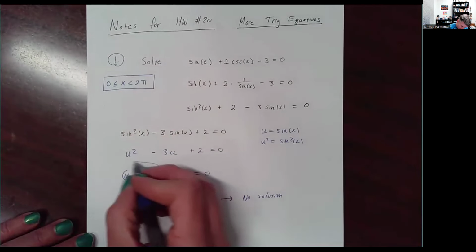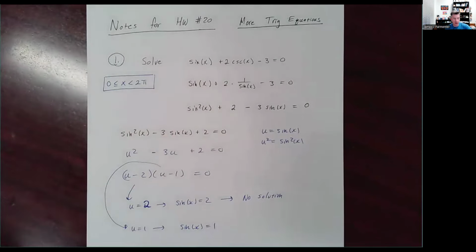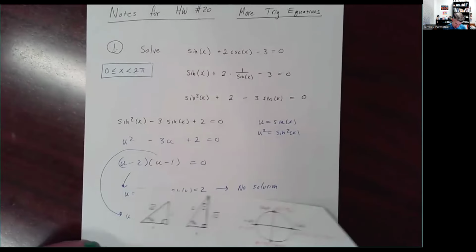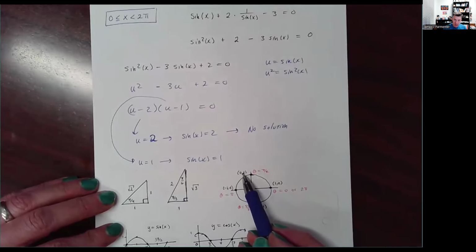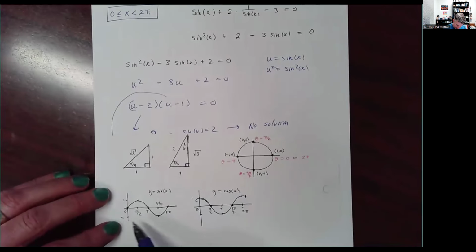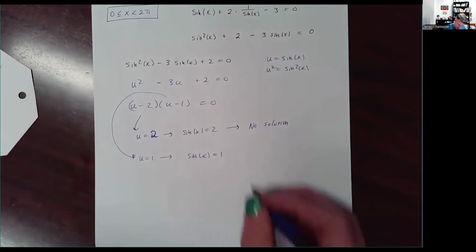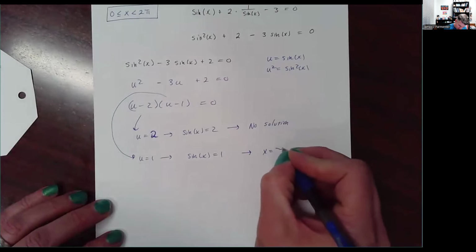Or we get u equal to 1, which leads to sine of x equal to 1. And then, I have my little handout here. We can either say sine of x is equal to 1 at the top of the unit circle, or we can look at the graph and say, oh yeah, sine of pi over 2 is equal to 1 right there. Either way, the angle is pi over 2. So that leads to one solution, x equal to pi over 2.